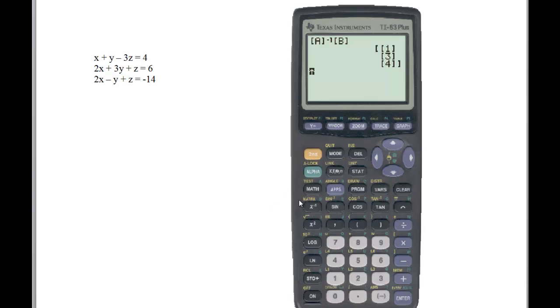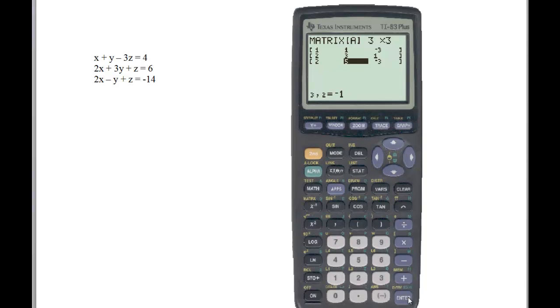If I go second matrix, I'm going to edit my 3 by 3 and plug these numbers instead. So that makes 1, 1, and negative 3. Now I'm going to go 2, 1, and 1, 2, 3, and 1. 2, 3, 1. Then I'm going to go 2, negative 1, 1. 2, negative 1, and 1. So now my matrix A is now modified for this problem.